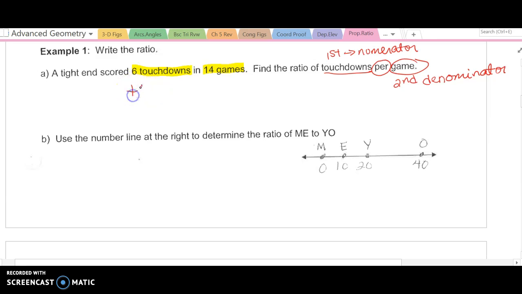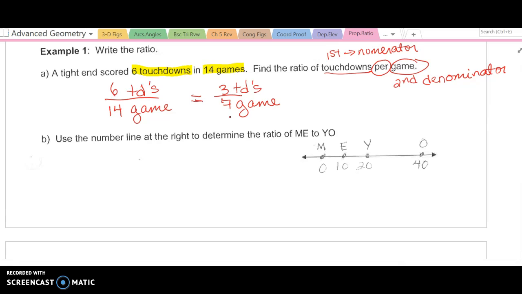So touchdowns, TDs, are going to go on top. Games is going to go on bottom. So we're talking about 6 to 14. And then, of course, we always want to reduce our fraction. So that's going to be 3 touchdowns per 7 games. And then there's also something you learned about back in 6th, 7th grade called a unit rate. If you wanted to figure out the touchdowns per game, you could convert this to a decimal so that the denominator would be 1, and that would tell you how many touchdowns you make in each game.